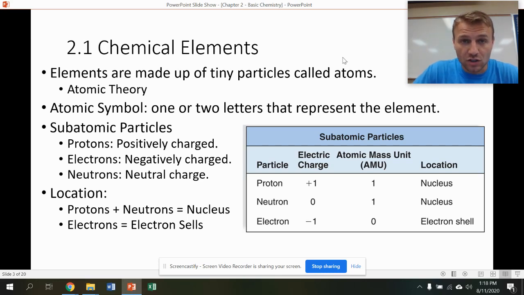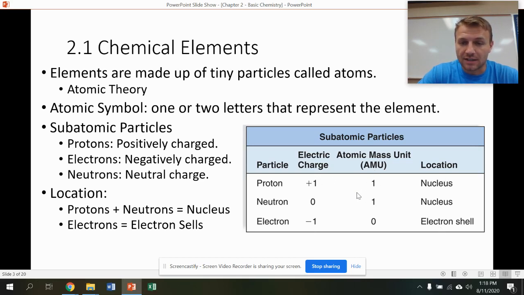Protons are positively charged. Electrons are negatively charged, and neutrons have no charge. Now the location for each: protons and neutrons are in the nucleus, while electrons are in electron shells, or outside of the nucleus. Now, you can see the subatomic particles chart there. You can see where it has the charge and the location.